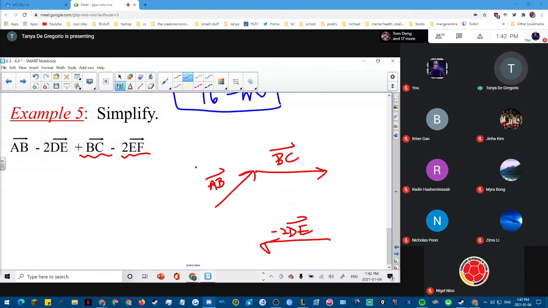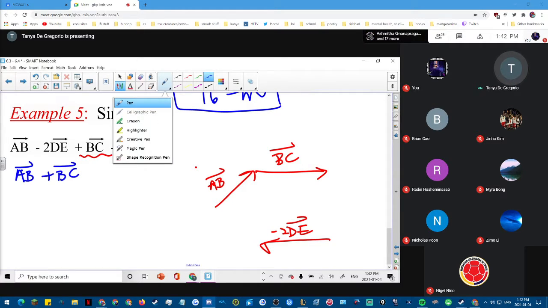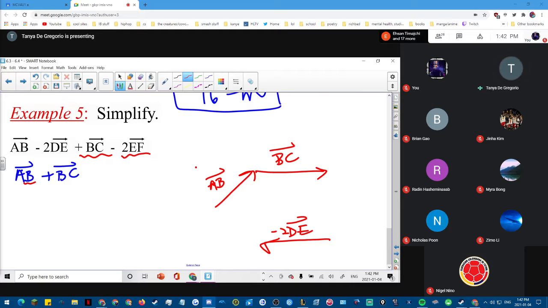So algebraically, I have AB, and I'm going to pair this with BC. The reason for that, again, is because of the B's. And before I go on, I'm going to simplify this, even though I'm not done on that line. So this now is going to clean up to be vector AC. AB, BC gives me vector AC.